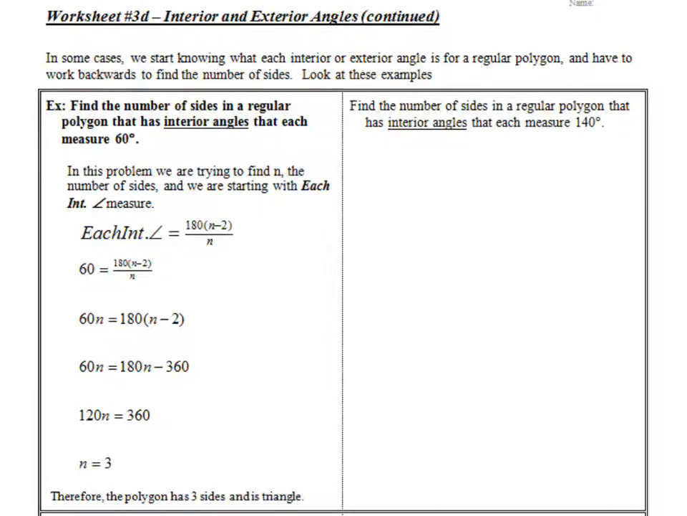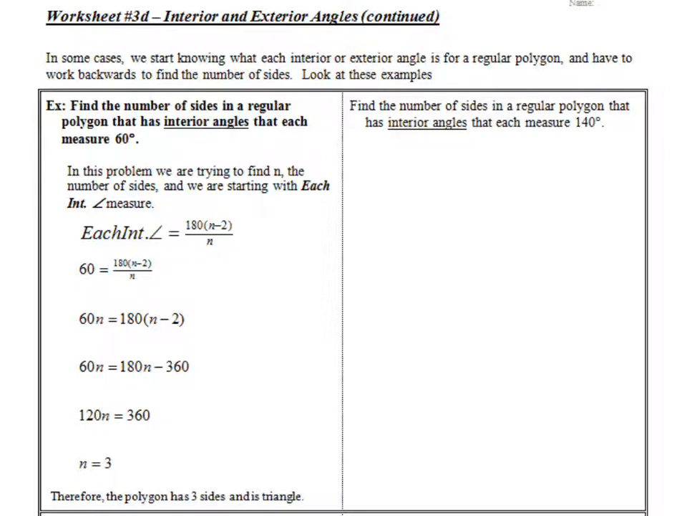Now on the back side, or the last sheet rather, in some cases we start knowing what each interior or exterior angle is for a regular polygon, and then we have to work backwards to find the number of sides. So we're going to be using the same formulas we just used, but in a different way. For our first example here, it says find the number of sides in a regular polygon that has interior angles that each measure 60 degrees.